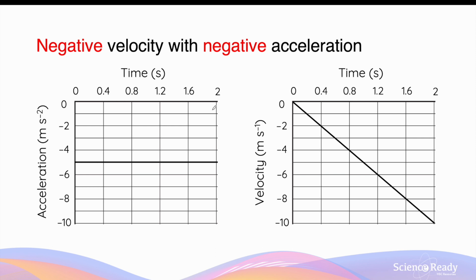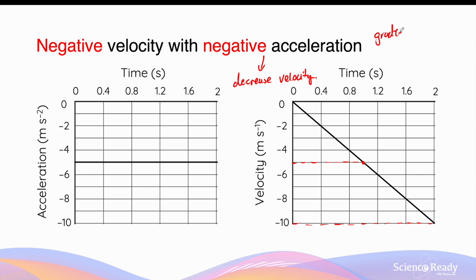Okay, so what happens if an object's velocity and acceleration are both negative? Well, remember, negative acceleration always decreases an object's velocity. So if an object already has a negative velocity to start with, its velocity will become more and more negative as it further decreases. So here, the object starts at rest with a velocity of 0 meters per second. After 1 second, it will reach a negative velocity of -5 meters per second. And after 2 seconds, it will reach a velocity of -10 meters per second.